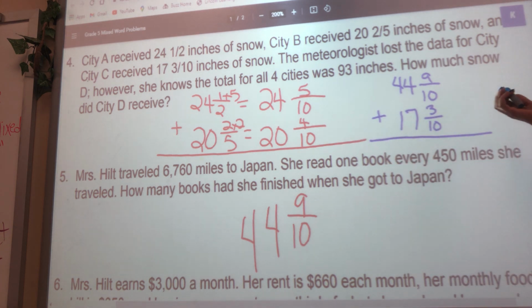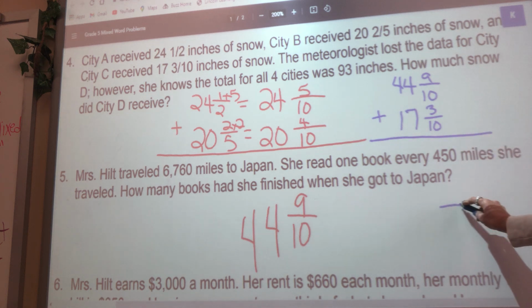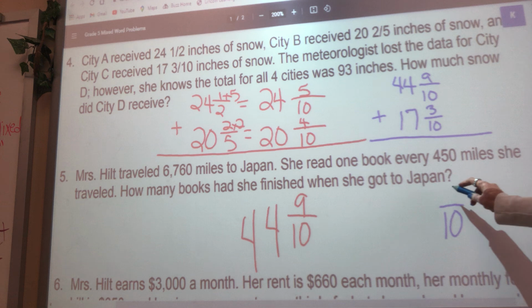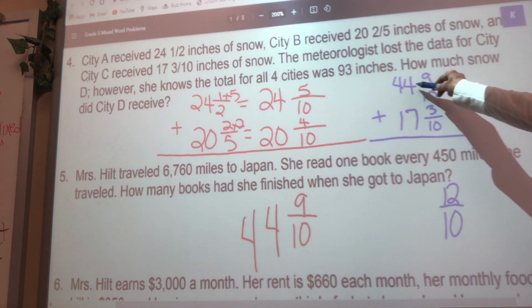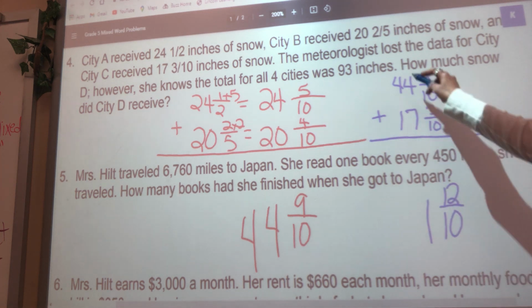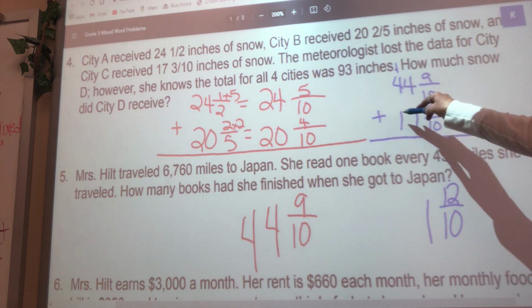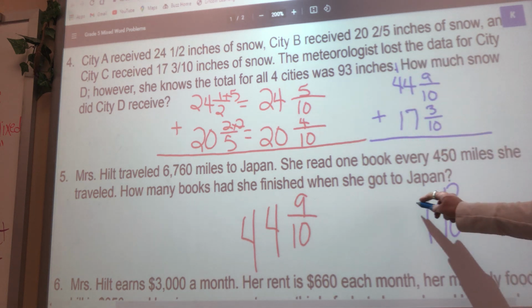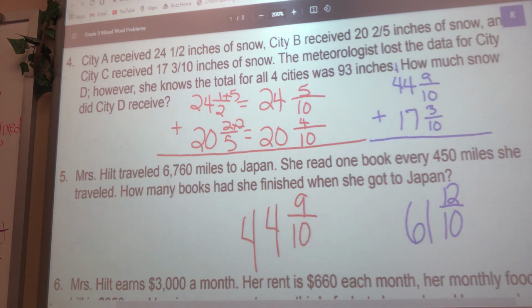Luckily, everything's already in tenths for us, so we can go ahead and bring that down. We already had it in tenths. 9 plus 3 is 12. 4 plus 7 is 11. Carry your 1. 4 plus 1 is 5. Plus 1 is 6. So we have 61 12/10.